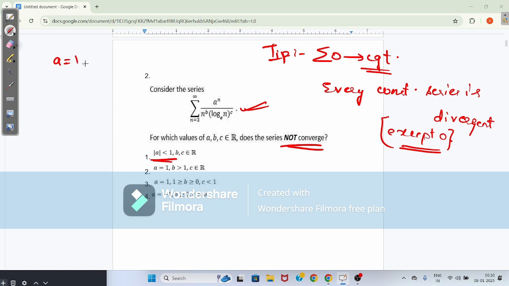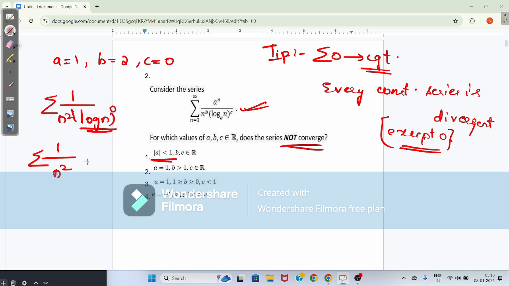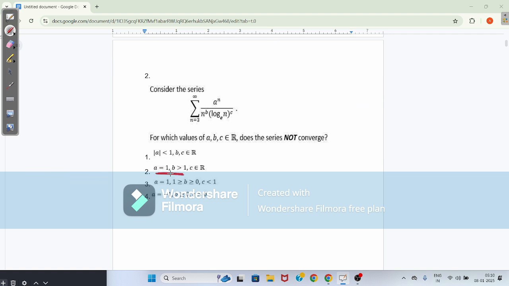Consider a as 1, b as 2 and c as 0 here. Consider this. So what will we get? 1 by n square into (log n) whole power 0. This value becomes 1, so this becomes 1 by n square. By p test, we can say it is convergent. Here the a value will be 1.